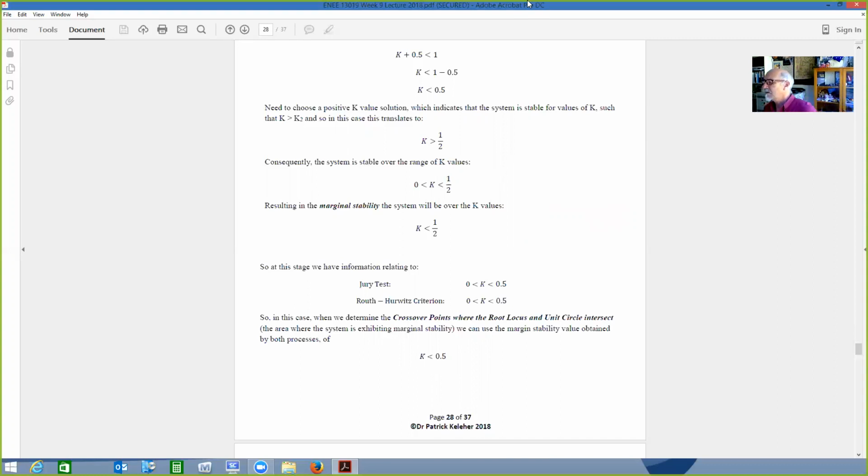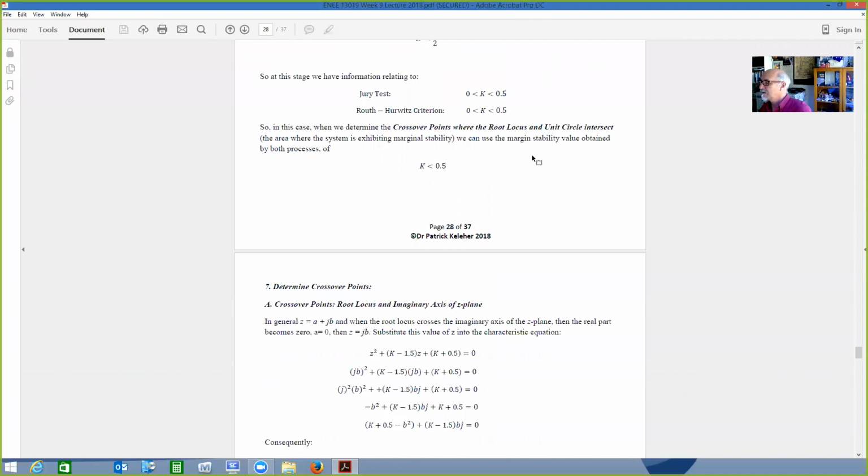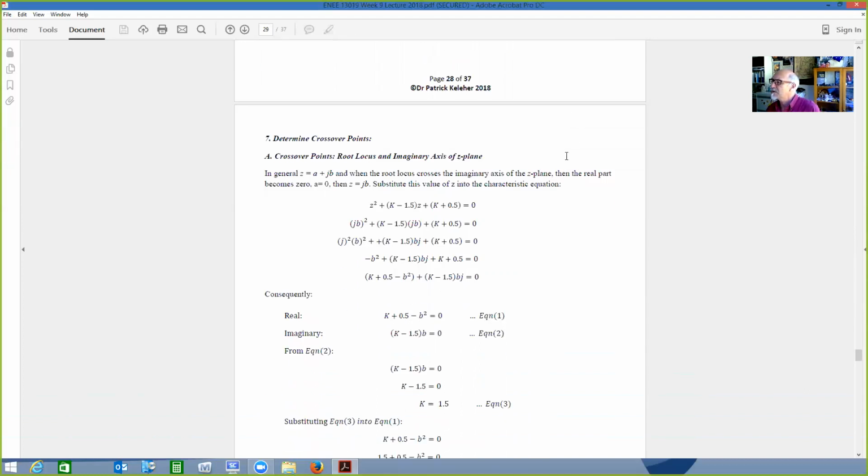So in this case, when we determine the crossover points where the root locus and the unit circle intersect, the area where the system is exhibiting marginal stability, you can use the marginal stability value obtained by both processes. As I say, use one or the other, but when you use one and if it becomes conflicting information, go and use the other process. And that way you'll have a foolproof way at least to make sure that you are covering the process.